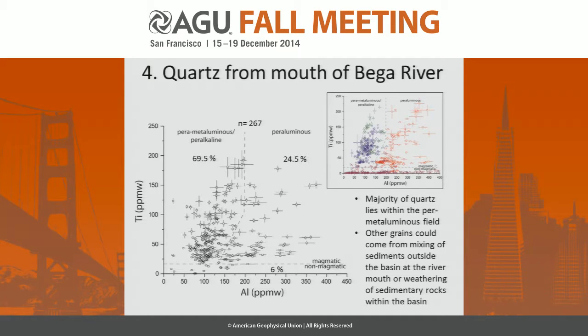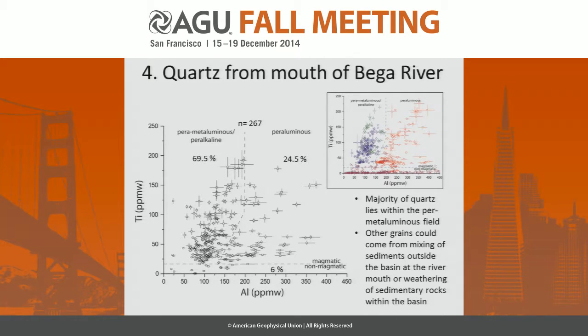So as expected, based on the bedrock composition, the majority of quartz in the sand at the mouth of the river lies within the peraluminous and peralkaline field. As noted earlier, the peralkaline A-type granitoids and the peraluminous I-types are difficult to distinguish in terms of their chemistry, but in terms of the relative volumes within the basin, we're going to assume that most of this stuff comes from the metaluminous granitoids.